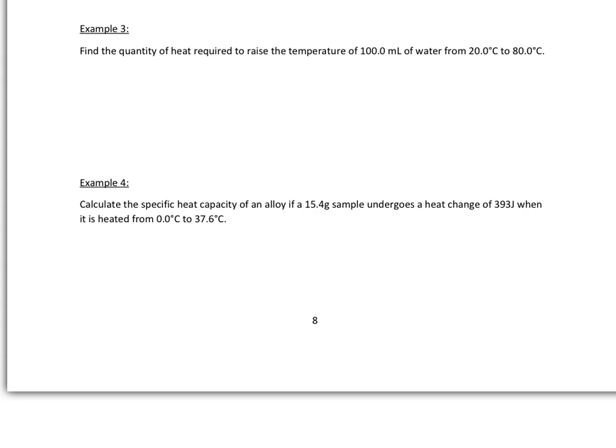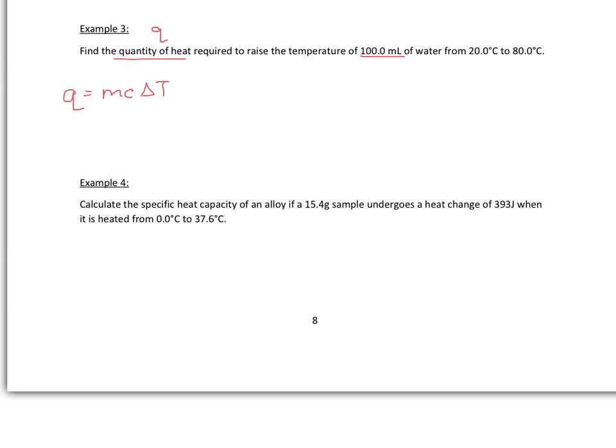Example 3. Find the quantity of heat required to raise the temperature of 100 milliliters of water from 20 degrees to 80 degrees Celsius. Here we've been asked to find the quantity of heat. This is Q. We have 100 milliliters of water, so we've been given a specific amount of water. So here I have to use Q is equal to MC delta T.